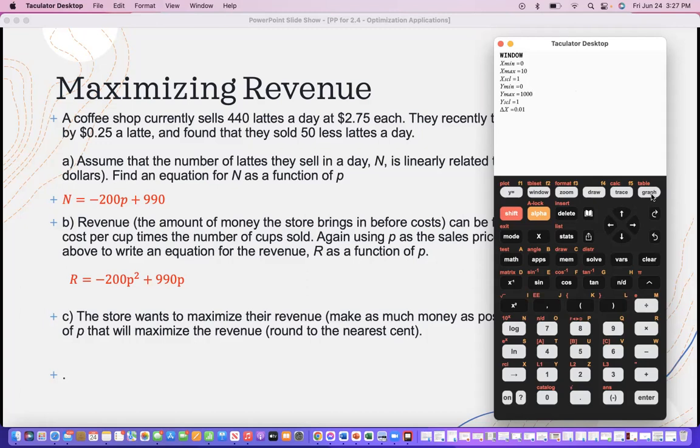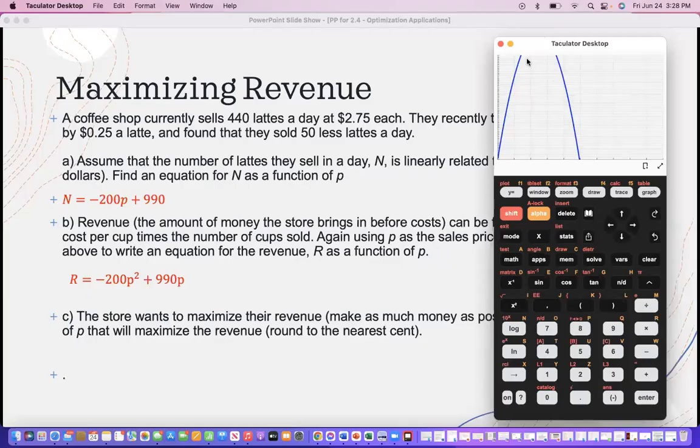Let's see if 1,000 works. I'm going to hit graph. See if we see anything. And there it is. Okay, it still needs to go a little bit higher. So I'm going to change that window, get it a little bit higher. Maybe we'll take it up to maybe 2,000.